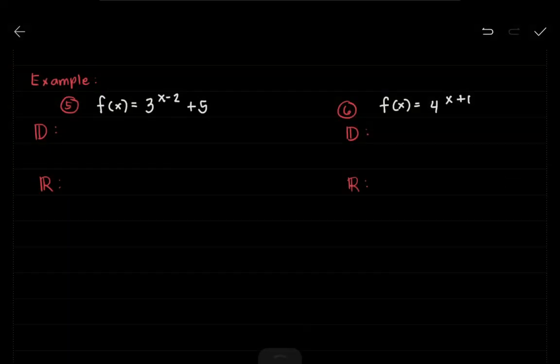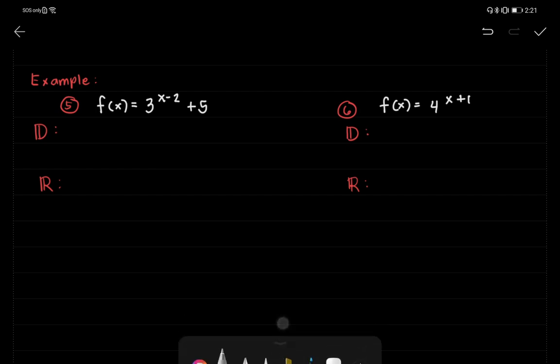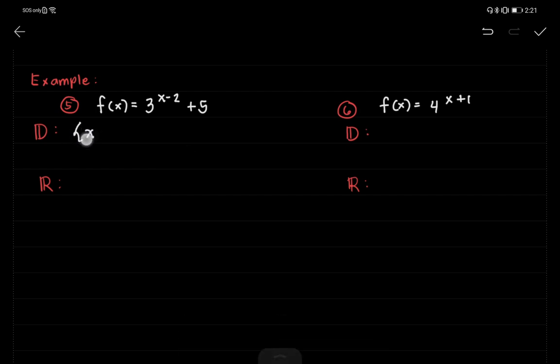Okay, so here are the last two examples of finding the domain and range of the exponential function. So we have here example number 5. f of x is equal to 3 raised to x minus 2, plus 5. So in this case, our domain, same as usual, is x such that x is an element of all real numbers. Or we can express it as negative infinity up to positive infinity.